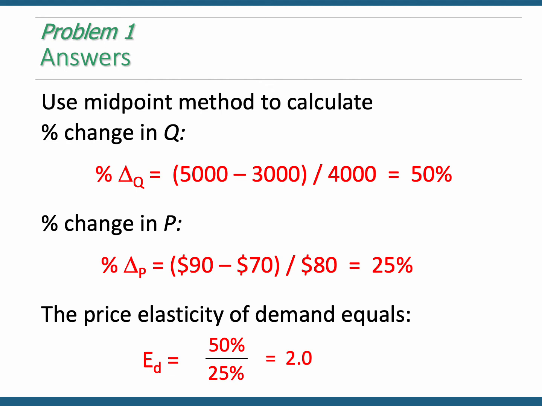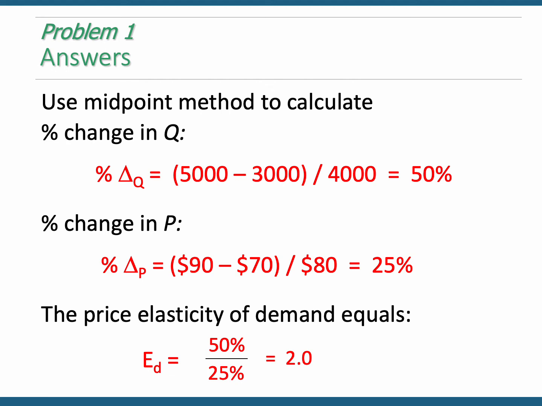How about price? The price changed from 70 to 90. So the new price is 90, the old price is 70. The difference between the two is 20. So it's 20 divided by the midpoint of 90 and 70, which of course is 80. 20 divided by 80 is 25%. Now plug those into the price elasticity of demand equation. You have 50% divided by 25%, which gives you 2.